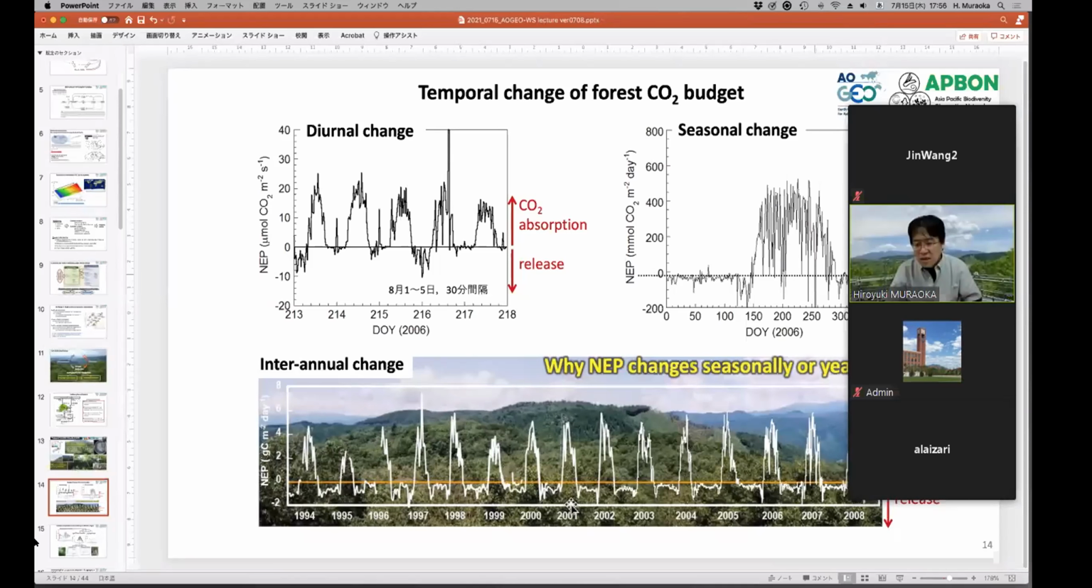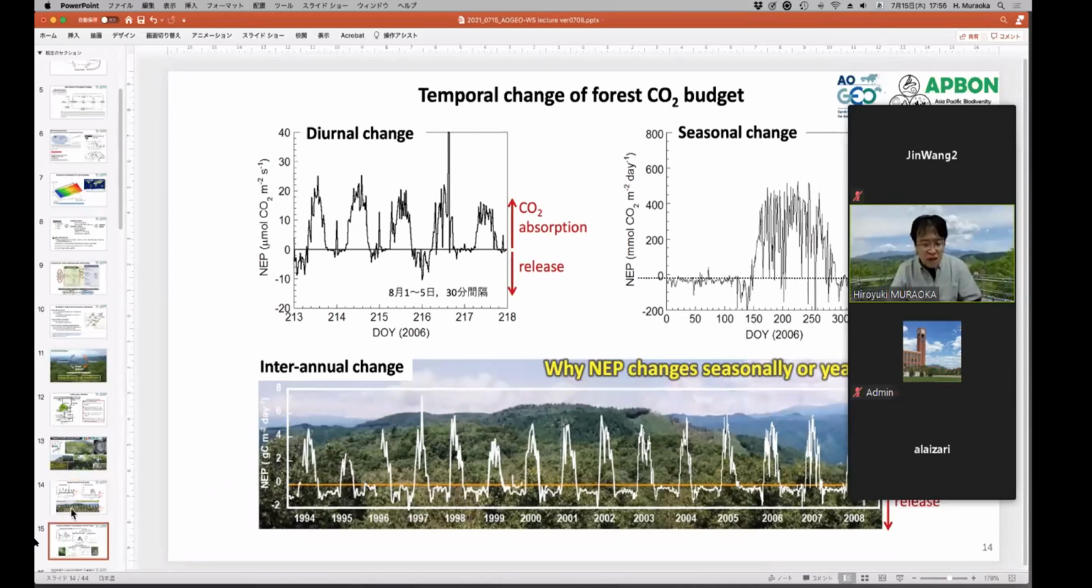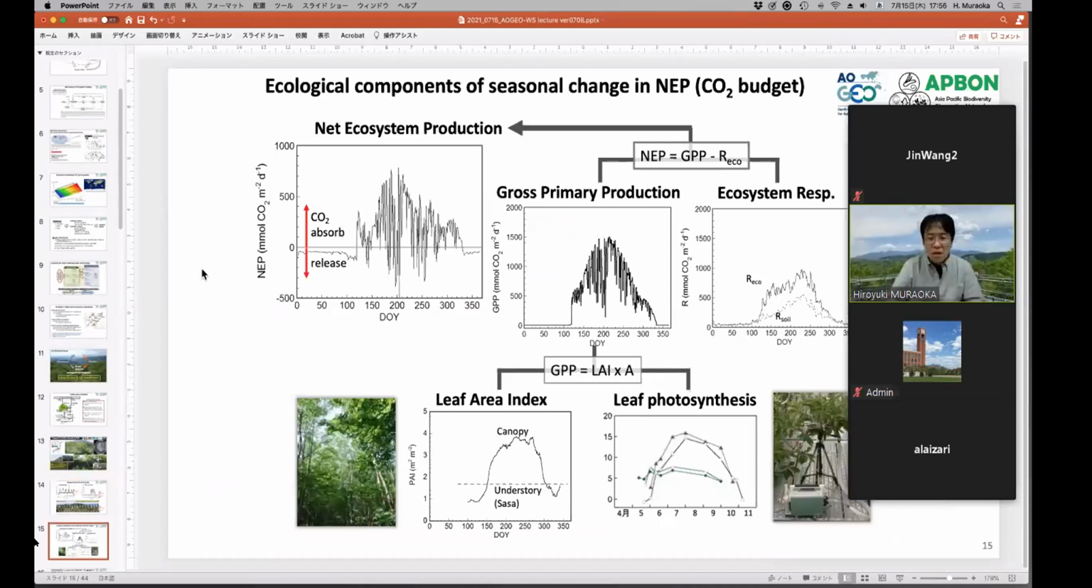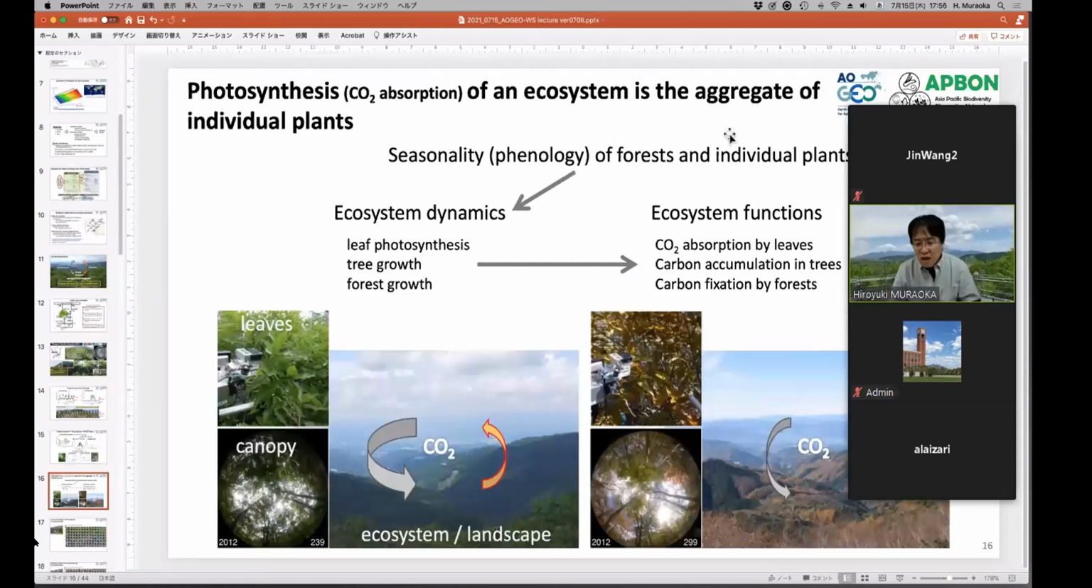Then from these data, you can learn how tree growth, forest disturbance, forest regeneration, or climate change can influence the CO2 cycling of forest ecosystems. I will skip this. So to understand the mechanisms, we focus on the seasonality of the trees and the photosynthesis. Then we understand the ecosystem dynamics and ecosystem functions.